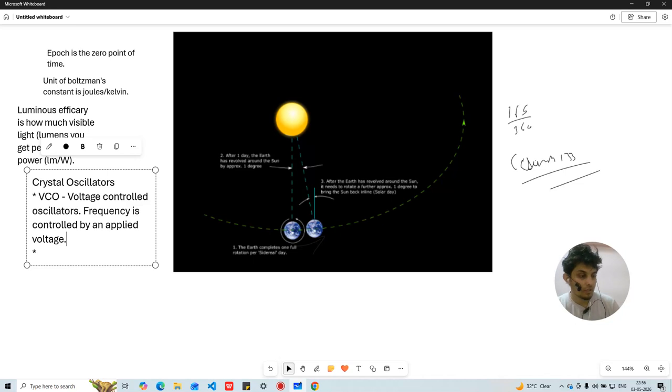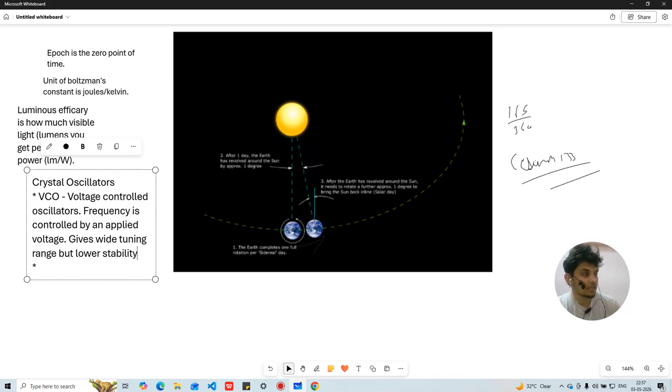So it gives us wide tuning range but lower stability than others, used in PLL systems. Okay, gives wide tuning range, but lower stability due to voltage could be varying, and used in PLL system. I don't know what is a PLL system. I hope it's not a private pilot license system.